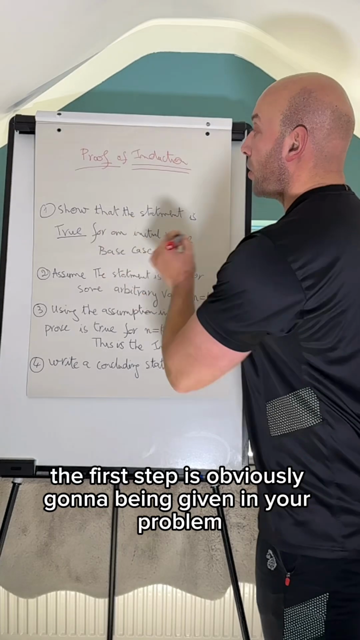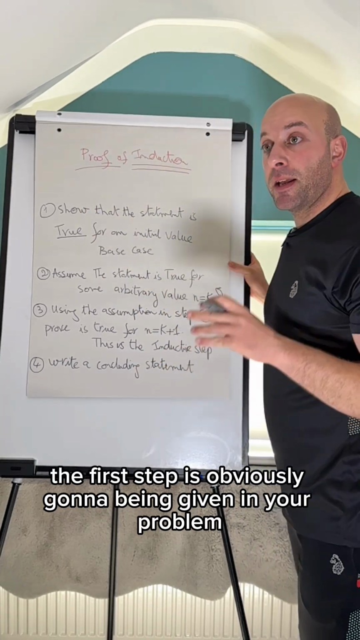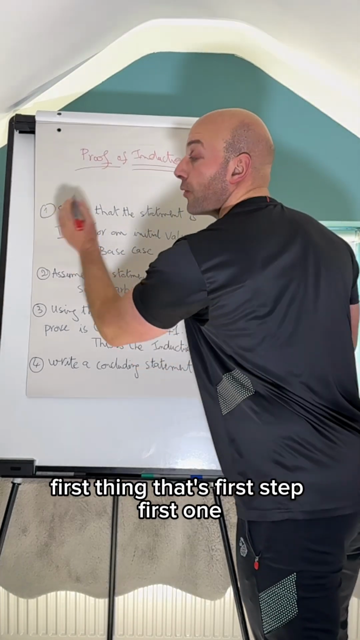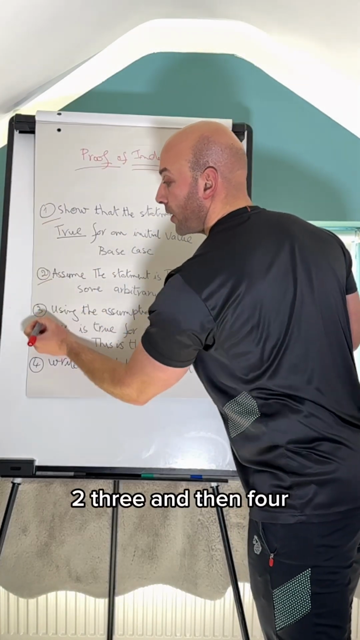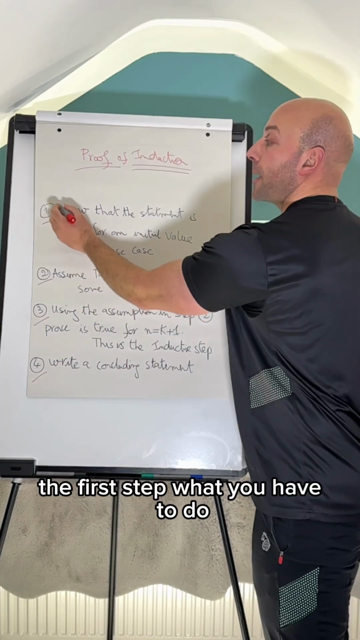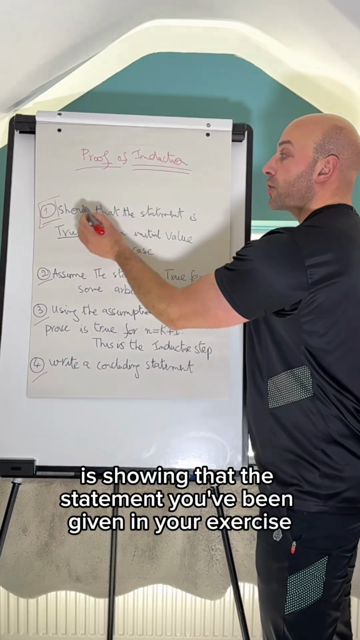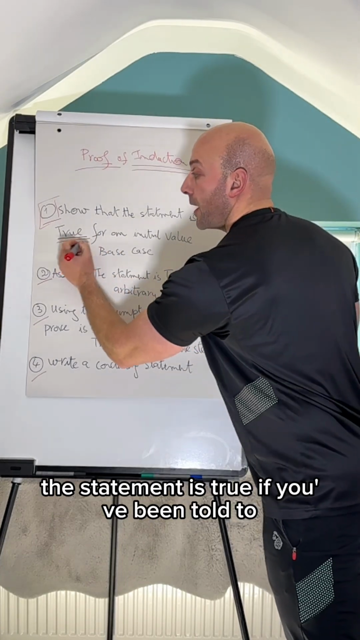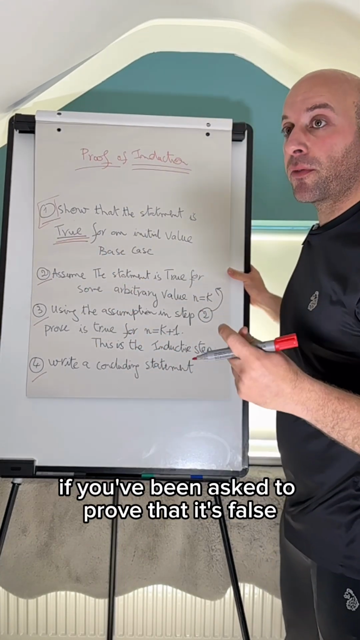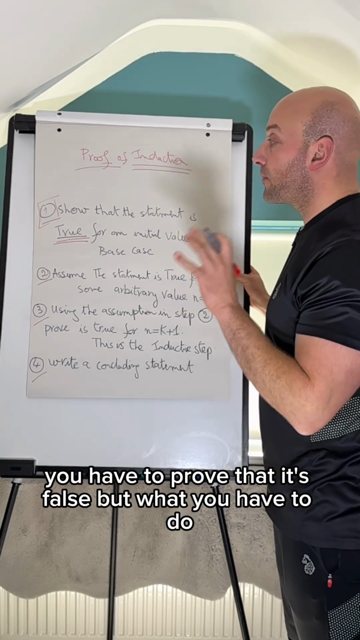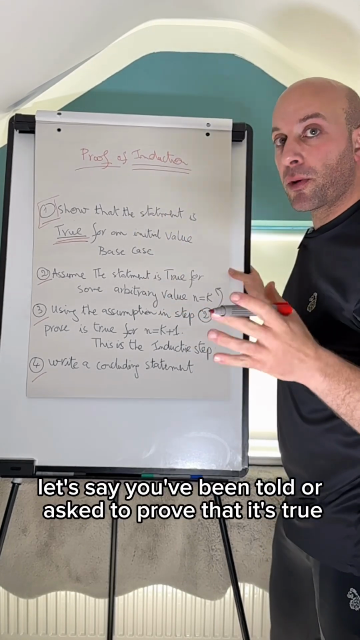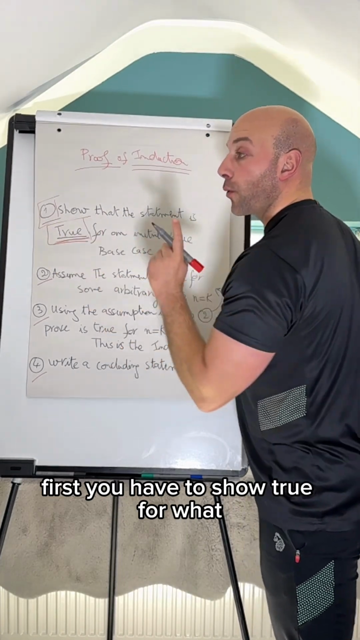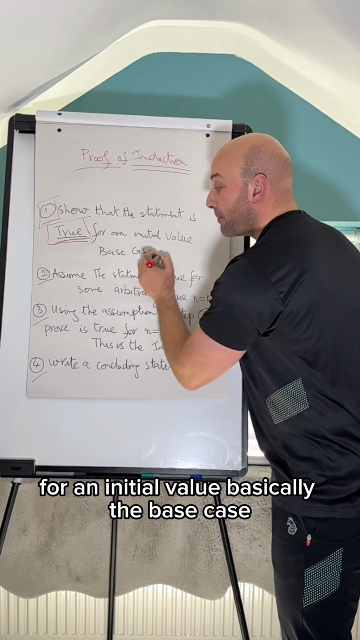The first step: obviously you're going to be given a problem or exercise, something to prove is true. There are 4 steps: 1, 2, 3, and then 4. The first step is showing that the statement you've been given in your exercise is true. If you've been asked to prove that it's false, you have to prove that it's false. But let's say you've been asked to prove that it's true: you have to show that the statement is true first. You have to show it true for what? For an initial value, basically the base case.